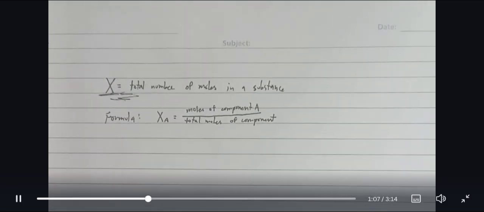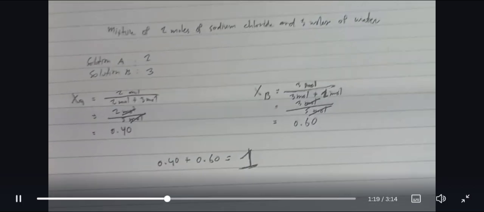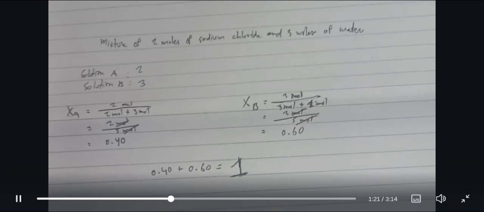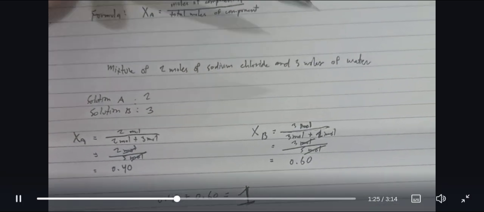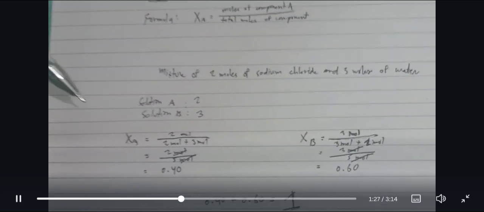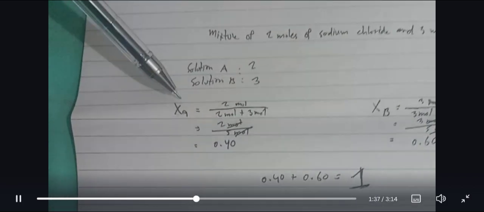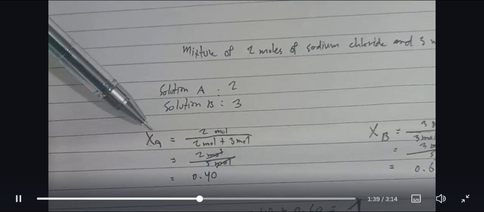An important thing to note is that mole fraction has no unit, and the sum of all mole fractions in a mixture is always equal to 1. Suppose we have two mixtures: 2 moles of sodium chloride and 3 moles of water. So solution A has 2 moles, which is the sodium chloride, while solution B has 3 moles, as it is the water. Now let us proceed to the problem solving.